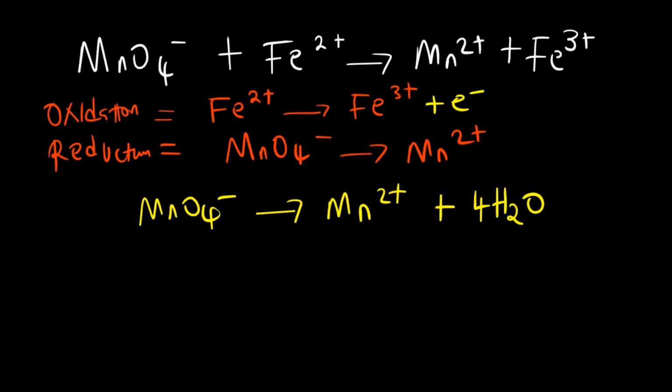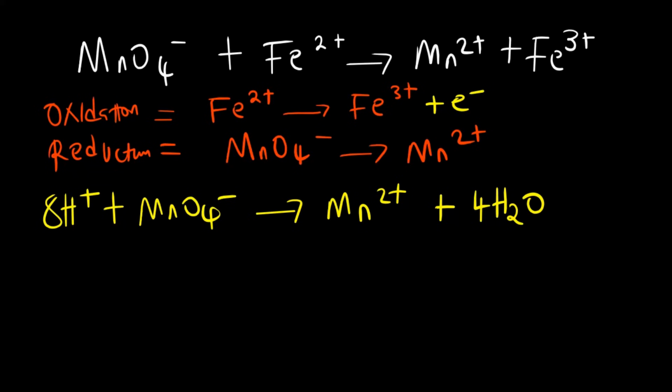Now how many hydrogens are there? We've got 8 of them. Because we've got 8 of them, I'm supposed to balance hydrogen with H plus. That's what we've said. So I'm going to add H plus here on the other side. But now how many am I going to add? 8 of them. So I'm going to have 8H plus there.